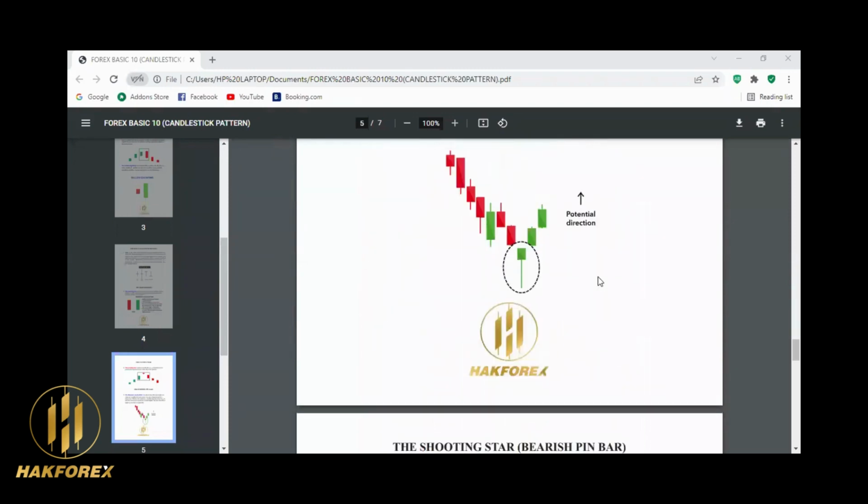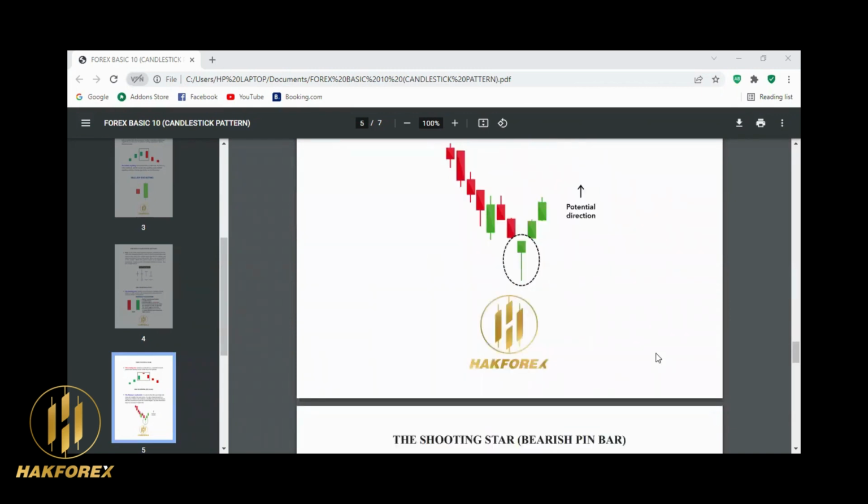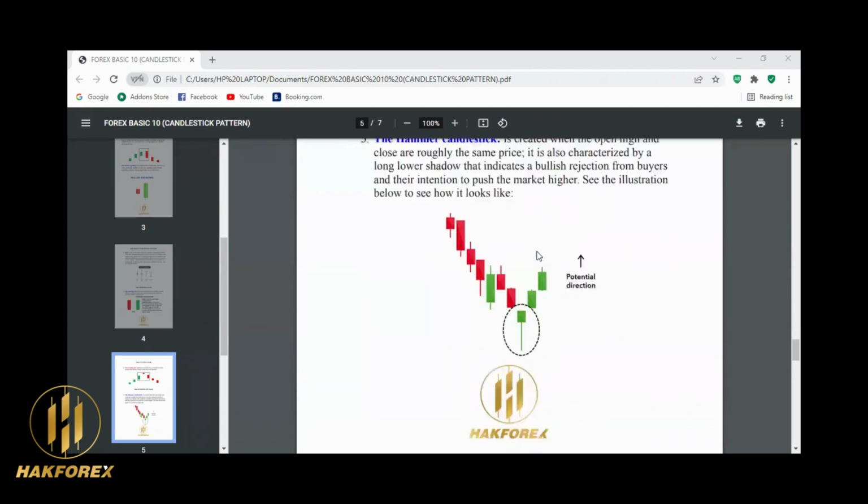Let's move to another one. The other one that we have here is known as the hammer candlestick, also known as the pin bar. Your pin bar is always used to buy. It always shows that there is a bullish confirmation in the market, so it's time for us to jump in.